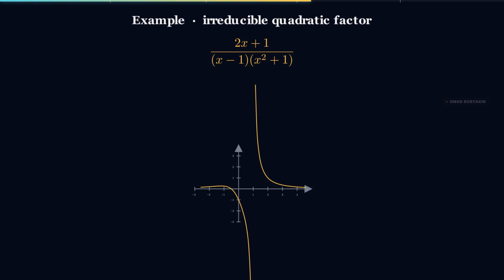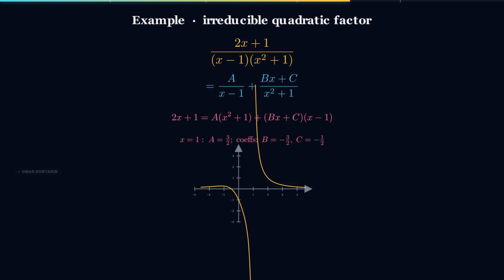Decompose 2x plus 1 over x minus 1 times x squared plus 1. The denominator has a linear factor x minus 1 and an irreducible quadratic x squared plus 1. The decomposition has the form a over x minus 1 plus bx plus c over x squared plus 1. Set up by clearing denominators: 2x plus 1 equals a times x squared plus 1 plus bx plus c times x minus 1. This identity must hold for every x.